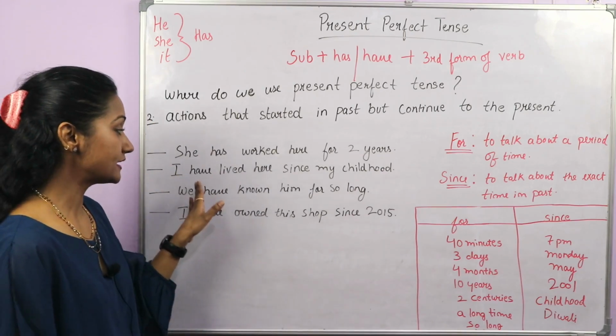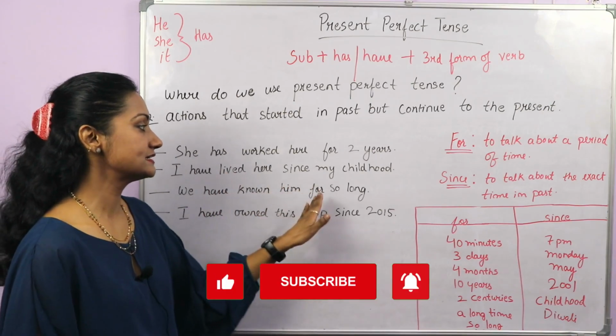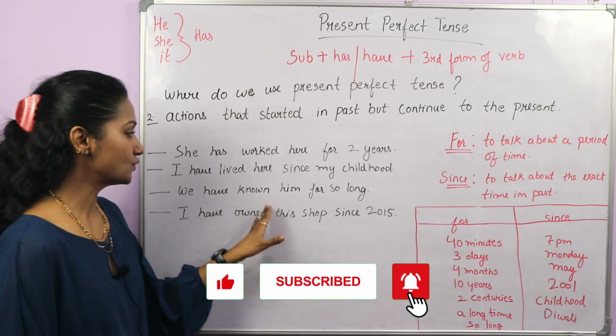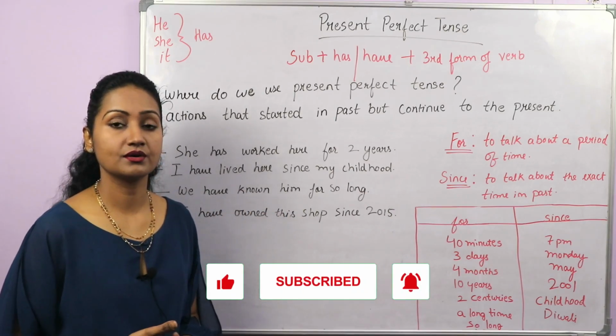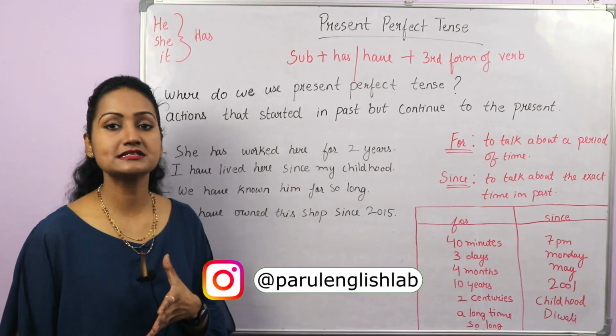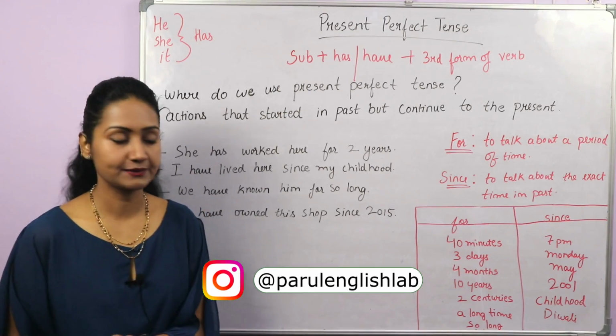Next is I have lived here since my childhood. That means I started to live here when I was a child, and the action is still going on in present. So there is a duration. Since when have you lived here? I have lived here since my childhood. Next is we have known him for so long. Again, there is a duration, for so long. The action started in the past and it still continues today.